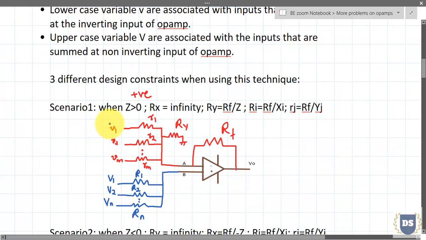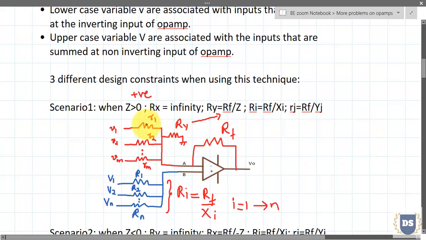And thereby my general op-amp adder circuit would look like this. As we have left out Rx because it's equal to infinity, I have removed the Rx from the op-amp circuit, and here Ry value is given as Rf divided by Z, and Ris are nothing but the resistances associated with non-inverting input terminals. This Ri is given as Rf divided by Xi, where i can take on values ranging from 1 to n, where n indicates the number of non-inverting input voltages.